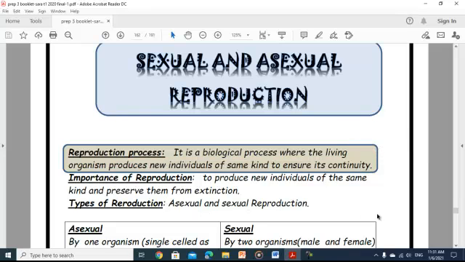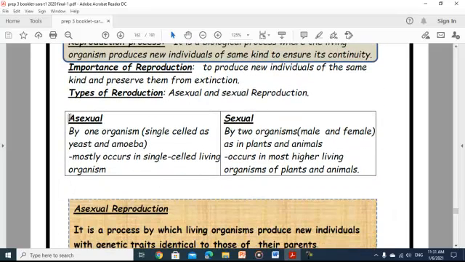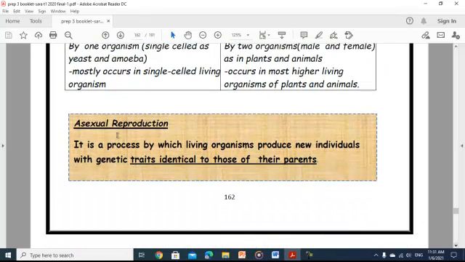And there are two types of reproduction. Number one, we call it asexual reproduction, and the second one we call it sexual reproduction. What is the difference between them? Let's go. The first one we call asexual reproduction.